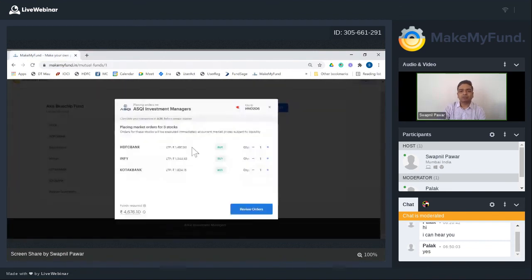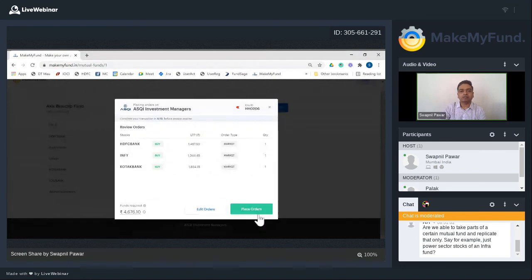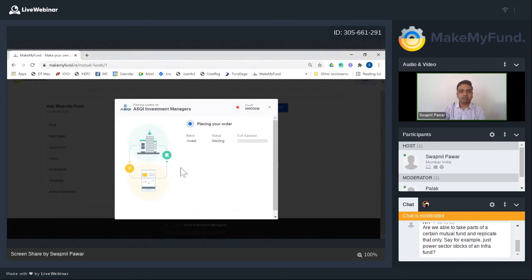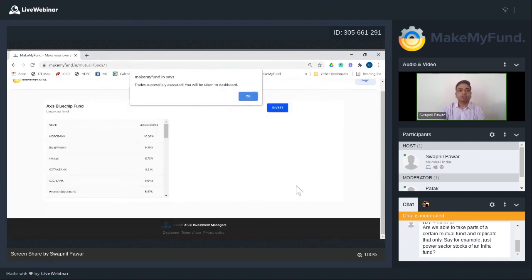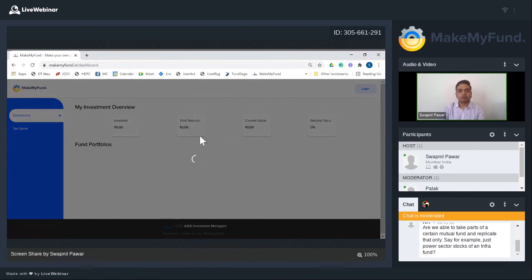So this is obviously a small portfolio, so it was just 3 stocks. When I review these orders and place these orders, today is Saturday, so it obviously won't get executed today, but it is sent to the exchange, as in it's sent to the broker, and it is going to be executed as and when the markets open. So that's simple. I essentially went through the whole process in a 3-4 second window.